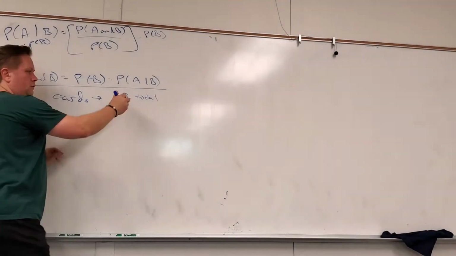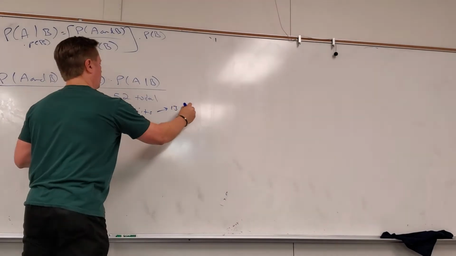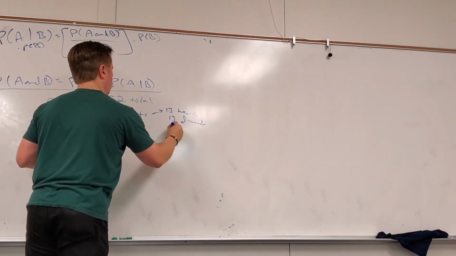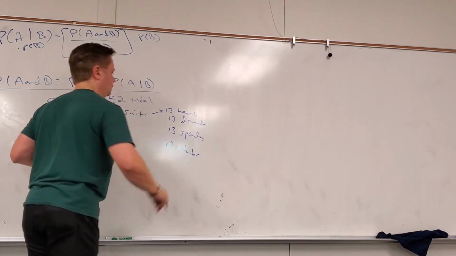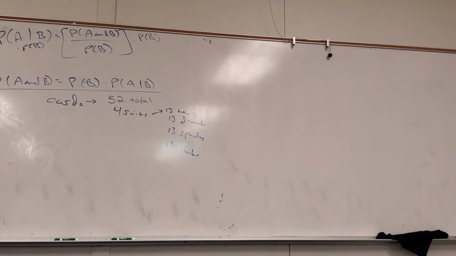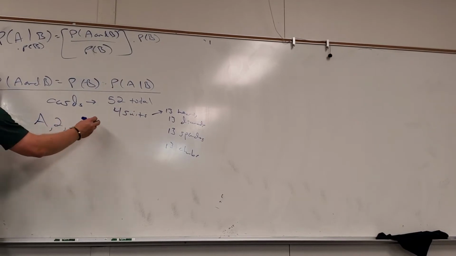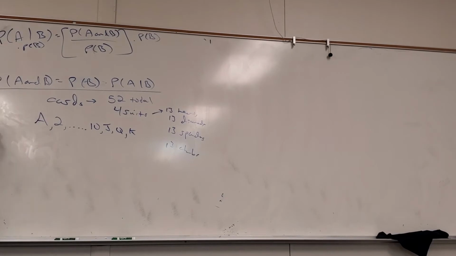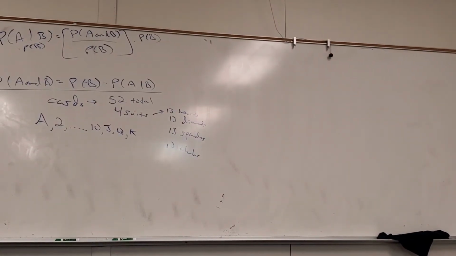52 cards, 4 suits. So it's going to be 13 hearts, 13 diamonds, 13 spades, 13 clubs. Right? Because 52 divided by 4 is 13. And they go from ace, let's say ace is low, up to jack, queen, king. All right, how we doing so far? They're just beautiful for probability questions.